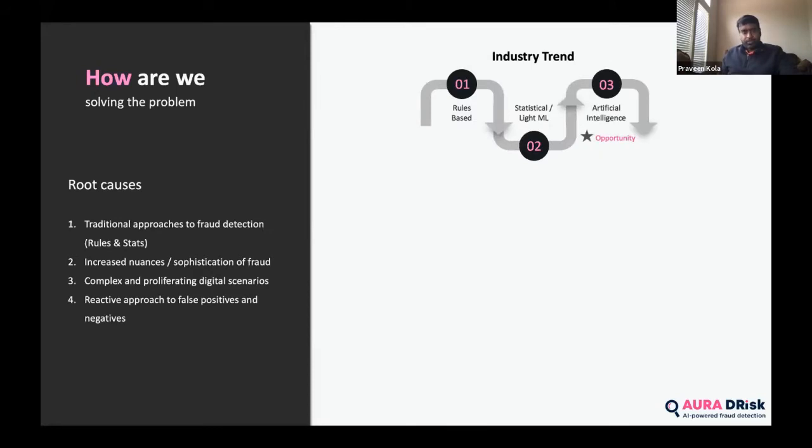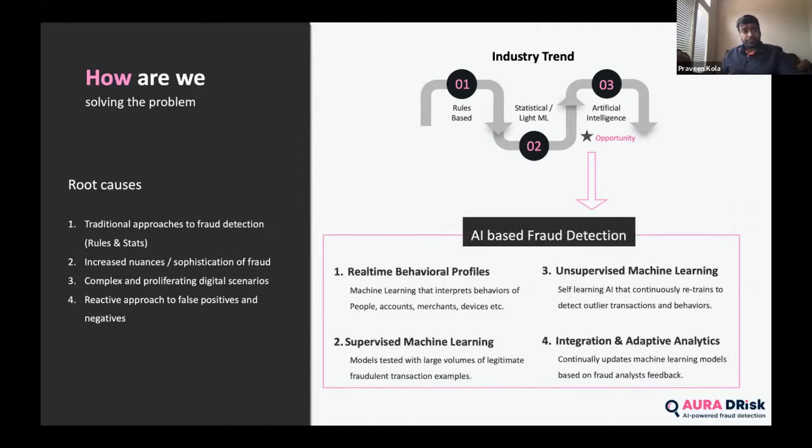What are the industry trends? We're not saying that there is no fraud prevention, but it all started with rule-based, and then statistical and light ML. Now there is an opportunity with real artificial intelligence, embedding neural nets and so on. That is where we come in and say AI can help with real-time behavioral profiling, and supervised machine learning, especially if you already know what is fraud and not fraud, what is anomaly and not anomaly, from your data. The supervised models can learn from that and give better results.